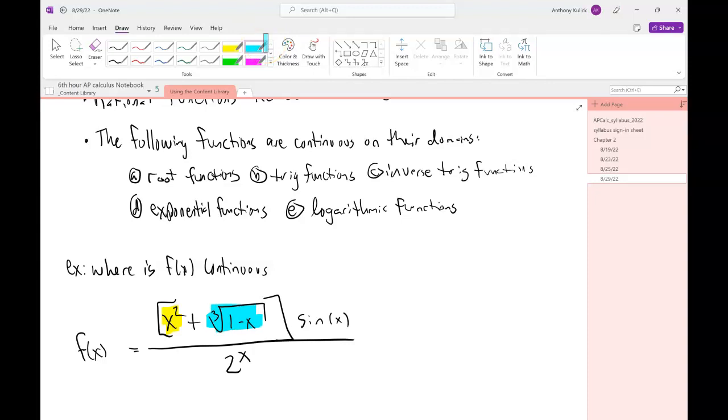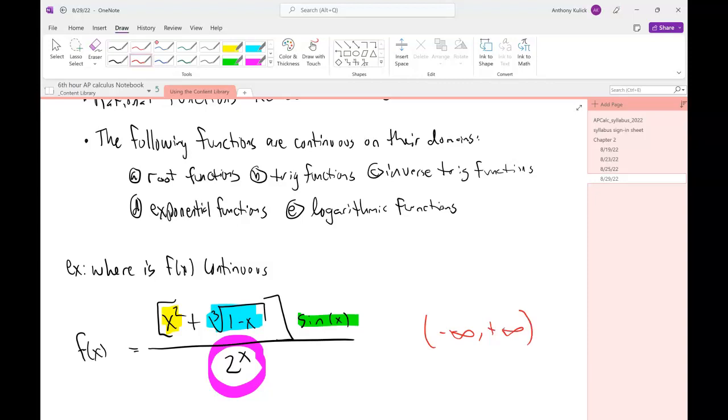Domain for the cube root of 1 minus x. Nope, all real numbers. Remember, because you can cube root negatives as well as positives and zeros, right? Domain for sine of x. Yeah, what's the domain? All real numbers. Okay. And then 2 to the x. All real numbers, right? Negative exponent just makes a reciprocal. Zero exponent makes it 1. Positive exponent is fine. Okay? So what's the domain of f of x? The one thing we have to worry about is denominator being 0. Can 2 to the x equal 0? No. So the domain for f of x is all real numbers.